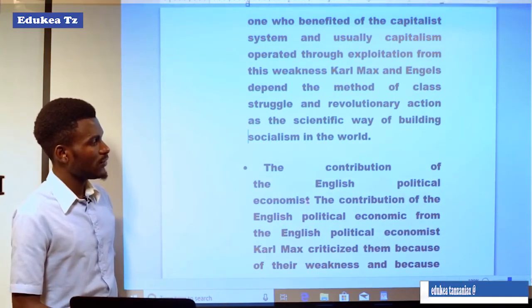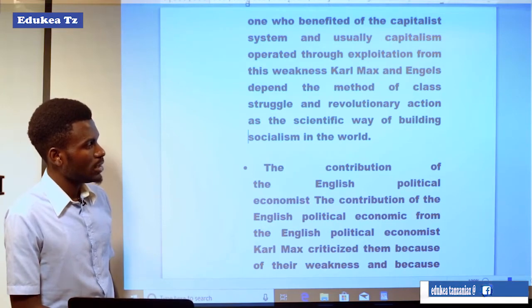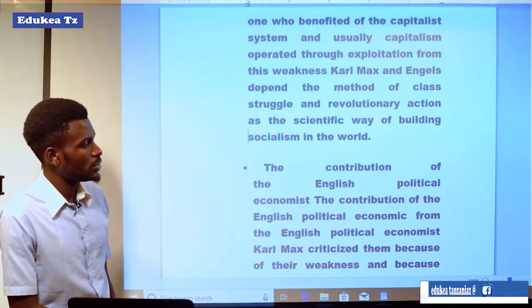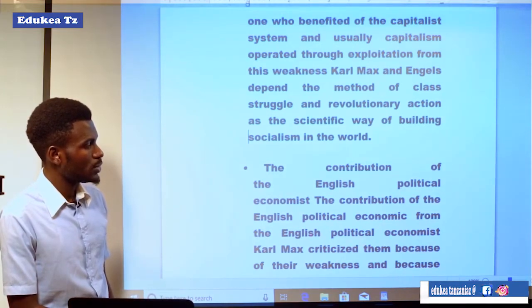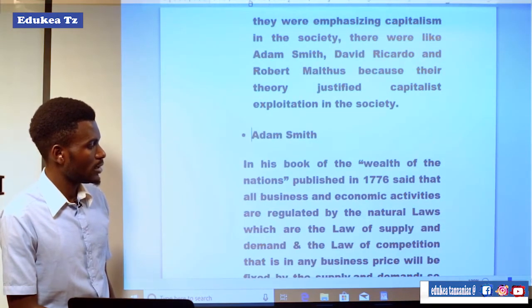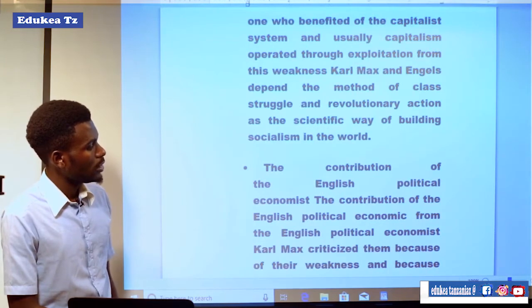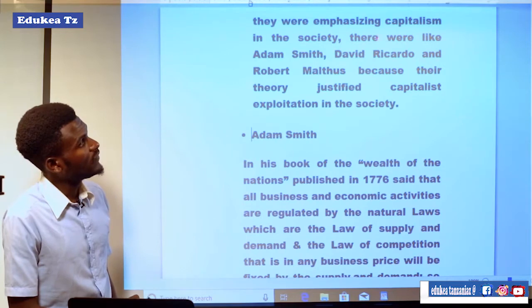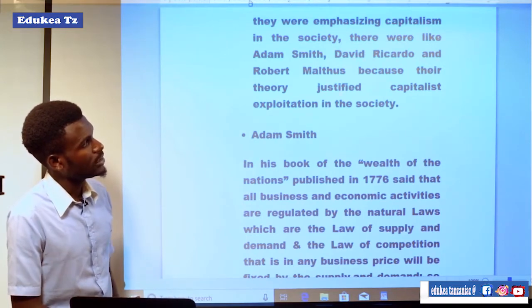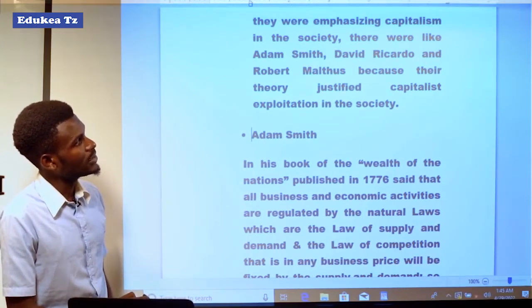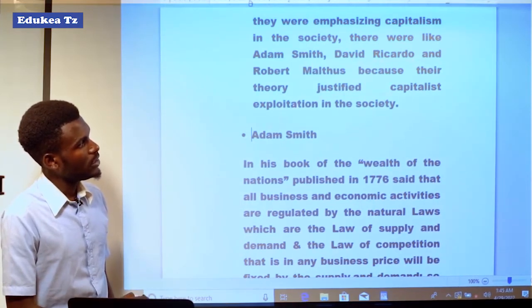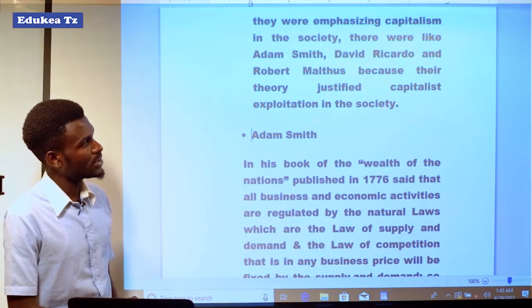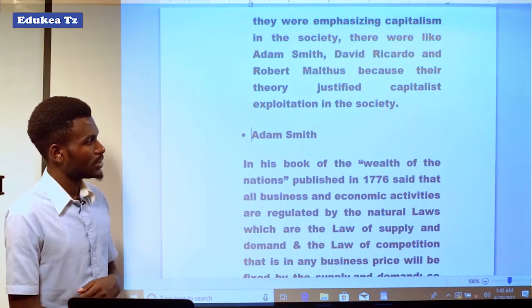Another is the contribution of the English political economists. Karl Marx criticized them because of their weakness and because they were emphasizing capitalism in the society. They were like Adam Smith, David Ricardo, and Robert Malthus, because their theories justified capitalist exploitation in the society.